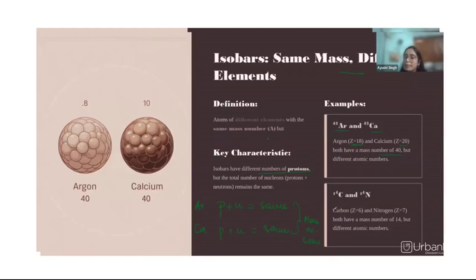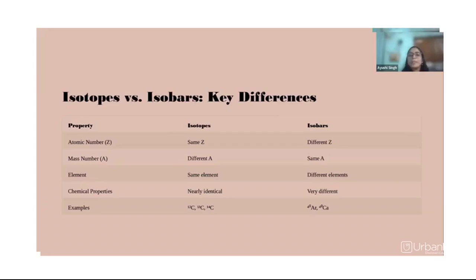Okay, one more example is carbon 14 and nitrogen 14. They again have different atomic numbers, as you can recall from the periodic table: hydrogen, helium, lithium, beryllium, boron, carbon on the 6th, and nitrogen on the 7th. So these two elements, even though they have different atomic numbers, have a similar mass, that is 14. Okay, right? So this is all about isotopes and isobars.